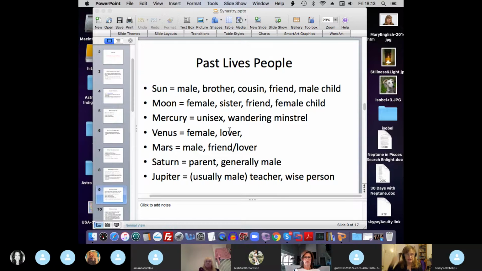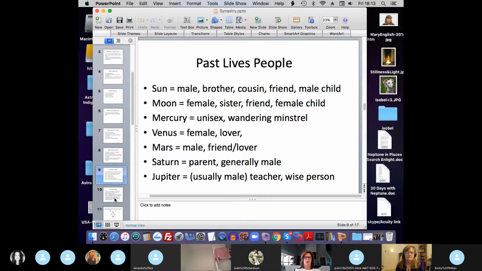Mercury's unisex, and I always think of Mercury as being something like a wandering minstrel or a person that communicates from one village to another. I mean, you just got to get sort of imaginative with these types of things, and think also about the sign that it's in. Venus is another female planet, and it also indicates in a past life if there was a lover involved. Mars is a male planet, and again, it could be a friend or a lover. Saturn is definitely a parenting planet, and it's generally male. Jupiter, again, is usually maybe a teacher or wise person.